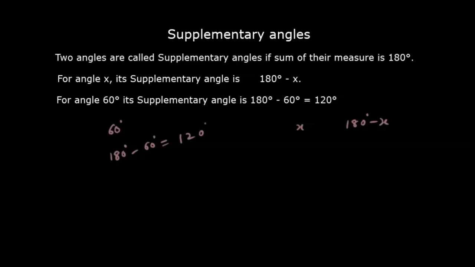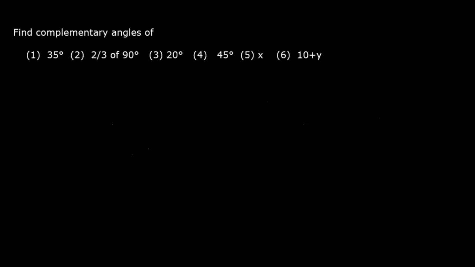Let us see what kind of problems can be asked in an exam on the concept of complementary and supplementary angles. Here we have to find the complementary angles of these angles. Now the complementary angle of 35 degrees is 90 minus 35, that is 55 degrees.